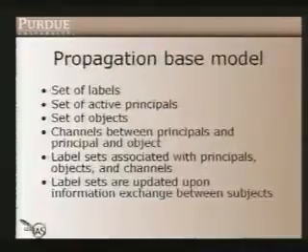So given that I want to bind a label to a principal and then propagate it, I have a basic model. We have a set of labels, a set of active principals, and a set of objects and channels between principals and principals, as well as principals and objects. There are label sets associated with all the principals, the objects, and the channels themselves. And we have some sort of update function that updates labels as information is being exchanged.